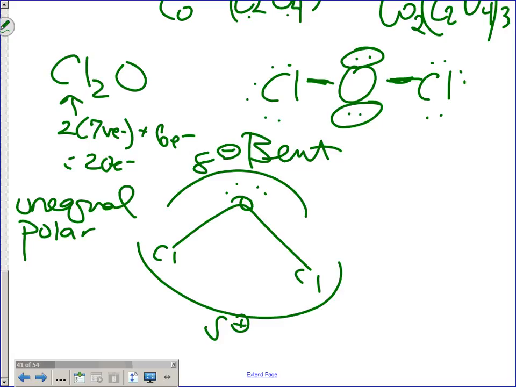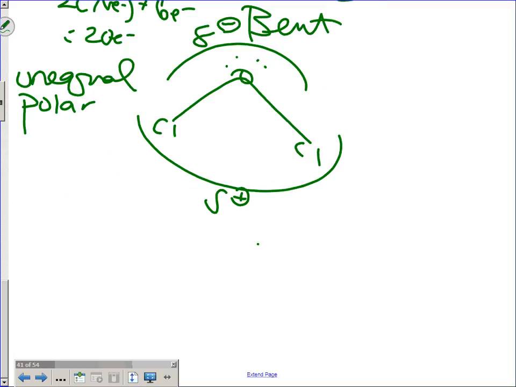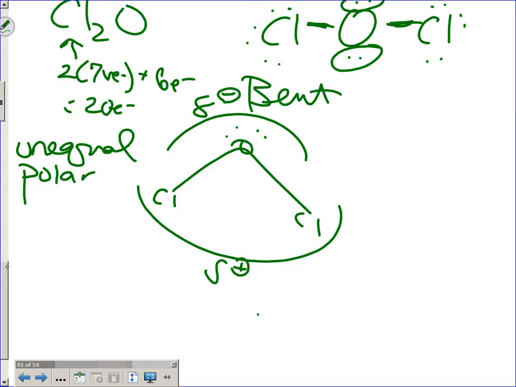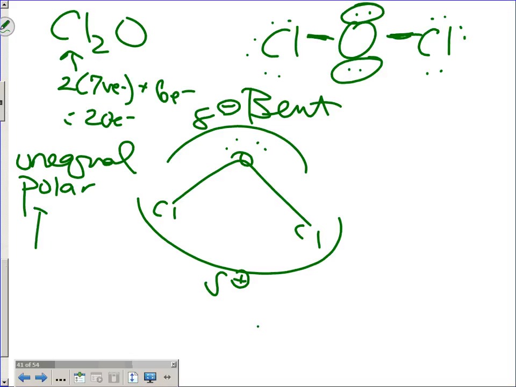So if it's polar, which of the 3 intermolecular forces can it experience? Dipole, or hydrogen bonding, if that were the case. But in this case, I don't have hydrogen bonded to a highly electronegative element, so I don't even have hydrogen, right? So this one's just going to experience dipole-dipole interactions. And that's on the second chart. So that walks you through one example there.